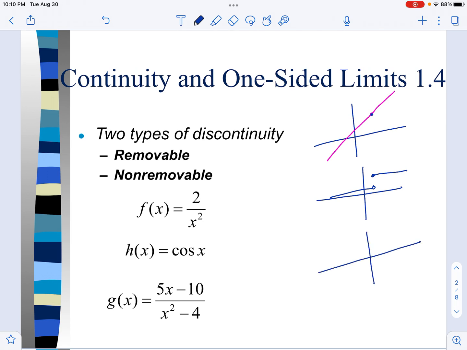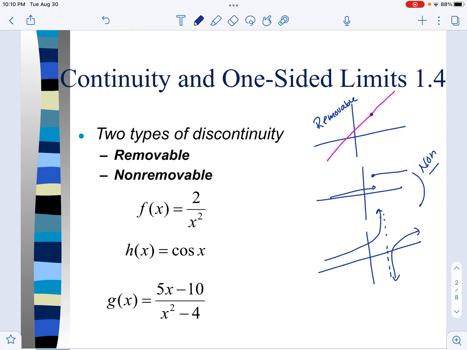Another non-removable is when we do have asymptotes. So let's say we have something that looks like this. We see that there's an asymptote here. That would be another one where there is no way to fill in a point to make that a continuous function. So this top one is removable, and these bottom two are non-removable. That just gives you a visual of what we're looking at.